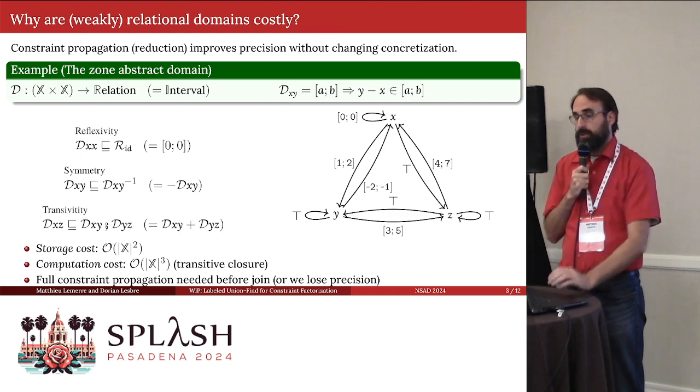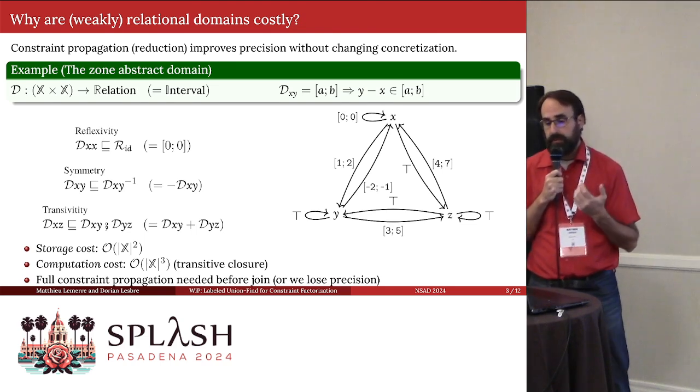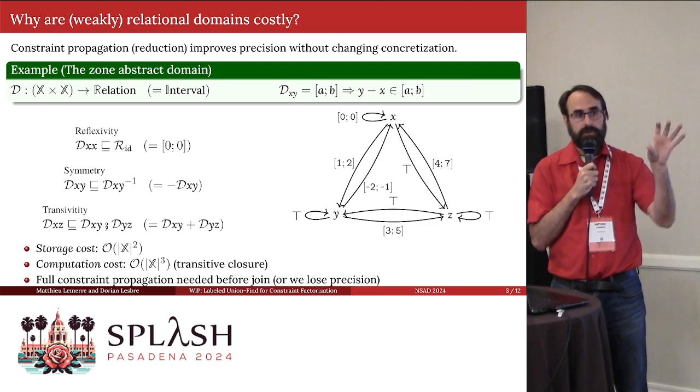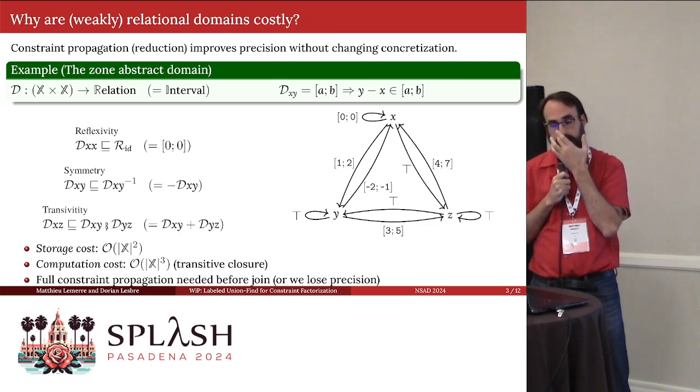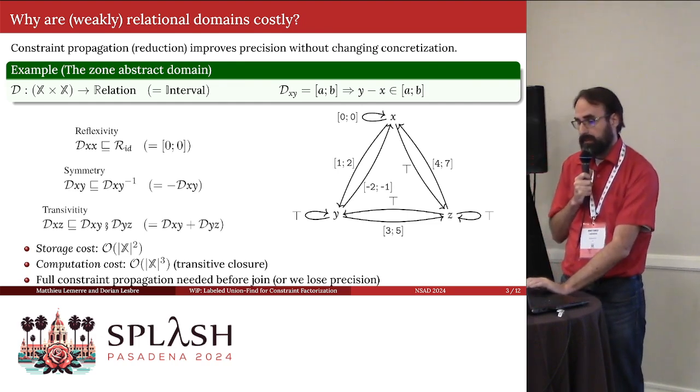And the worst is that you always have to do this full constraint propagation. So you always have to do a transitive closure before joining. And this is a general result in abstract interpretation. If you don't do that, you will lose precision. So you cannot avoid doing this constraint propagation.